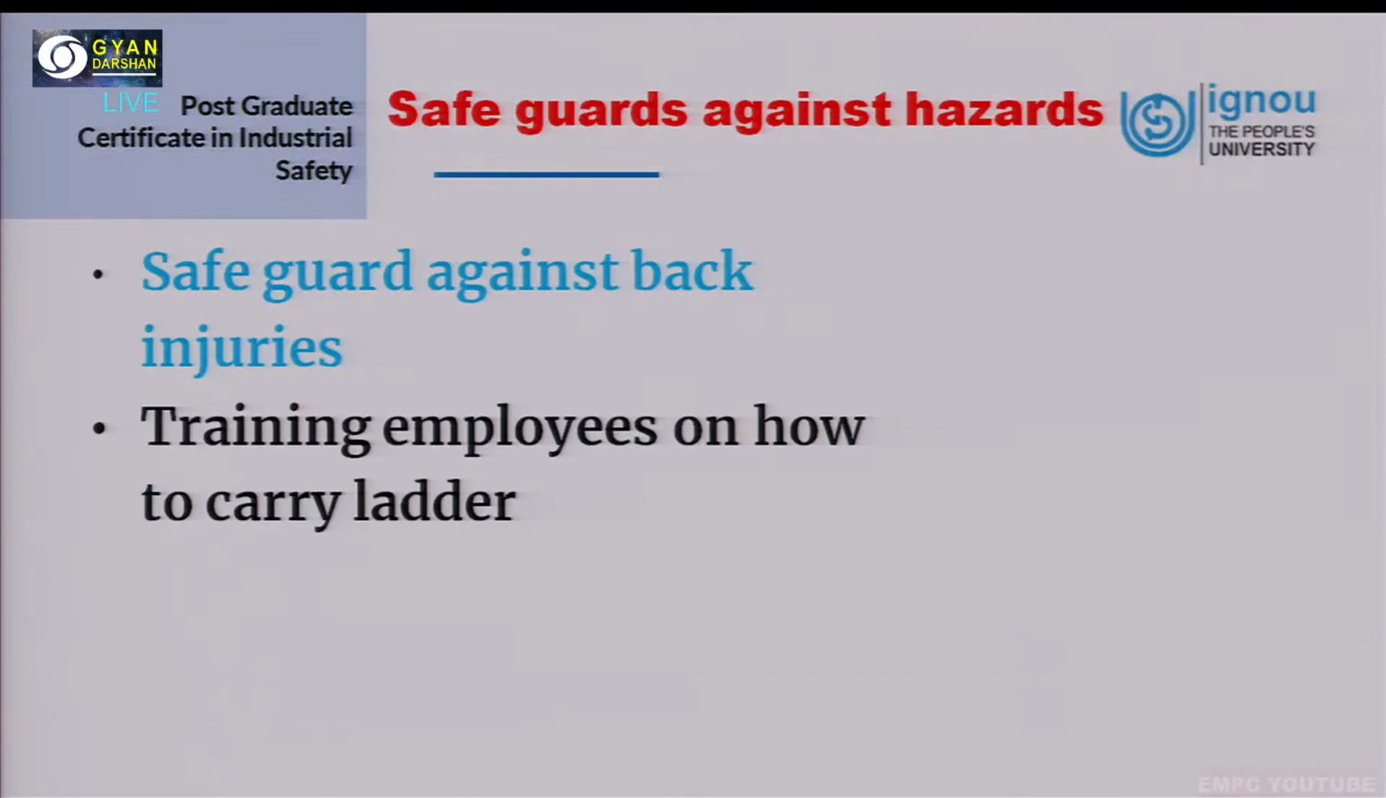The first way to do it is training employees on how to carry a ladder. Even while carrying ladders, it has to be done in a group, preferably, instead of a single person doing it, because the imbalance of the load can cause back injuries. In some cases, we might need a group of people to carry a ladder instead of maybe one or two. So the employees have to be sensitized that it is okay to have a group, even if that means stalling the work for some time, we need to follow that procedure.